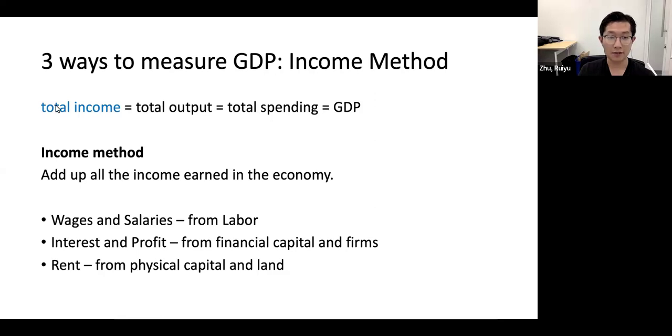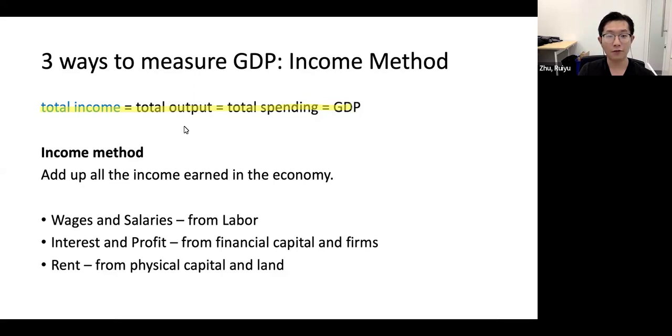In that sense, this equation should hold: total income equals total output equals total spending, and all of these three are our GDP. So we can go either way to calculate our whole GDP.